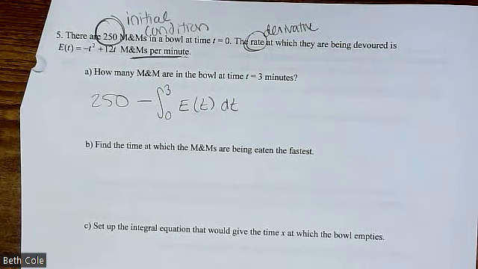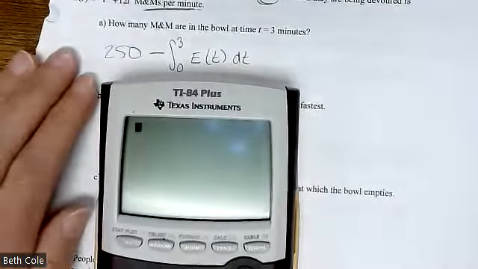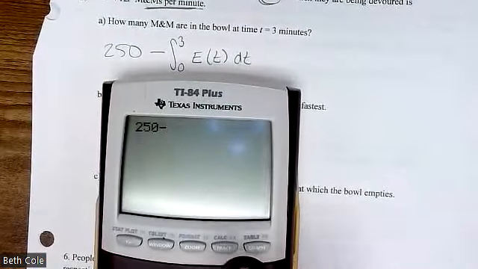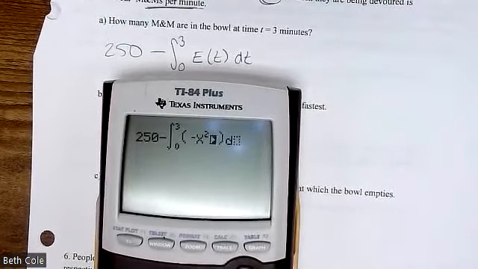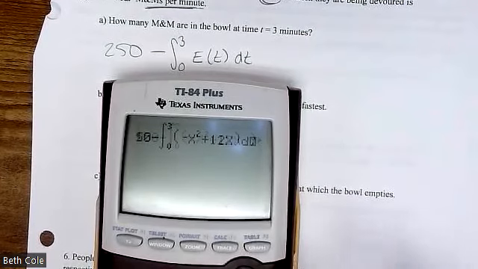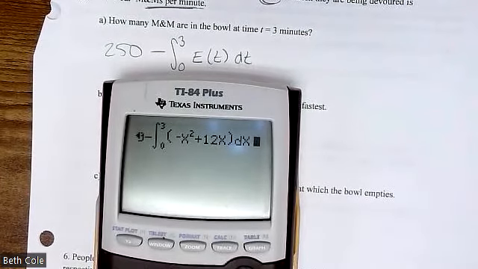How do you do an integral? Math 9. Now, when you type it, you will have to type the actual thing, and use X. I know it says T, but type X. The calculator will never know, and it'll be our little secret.